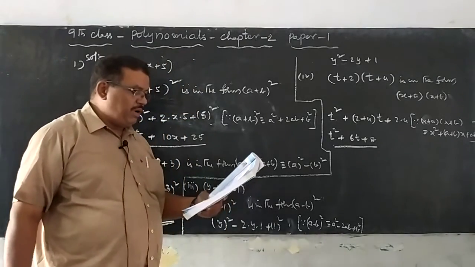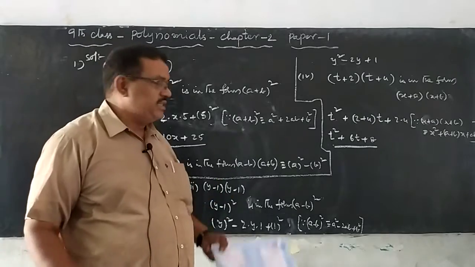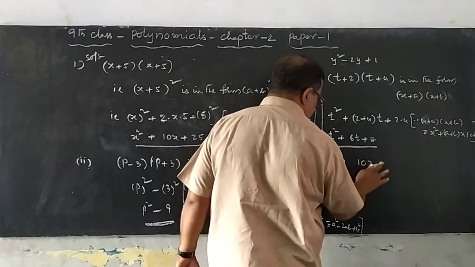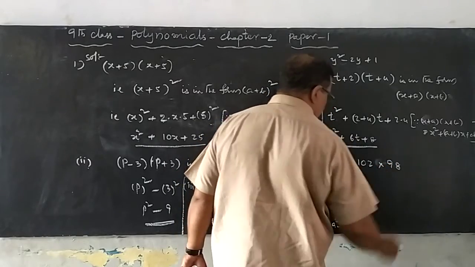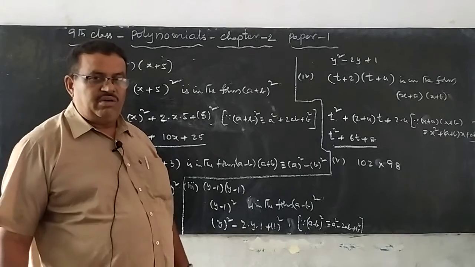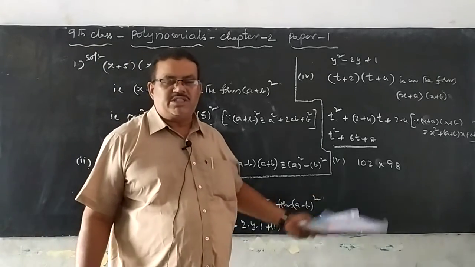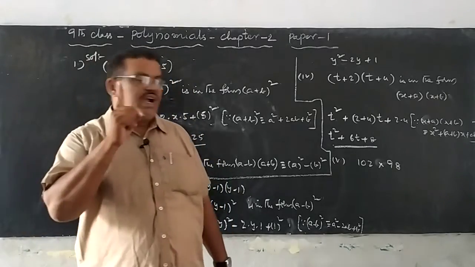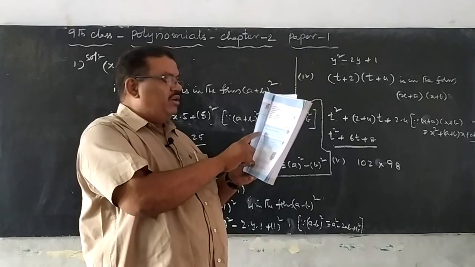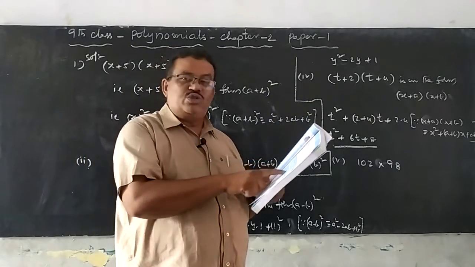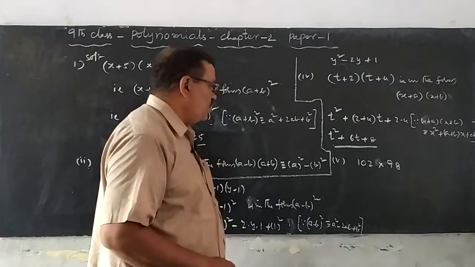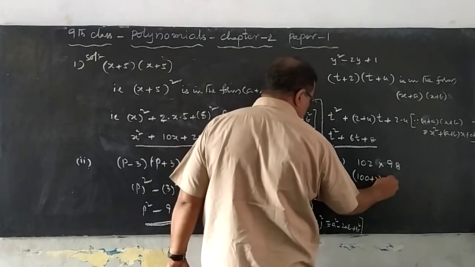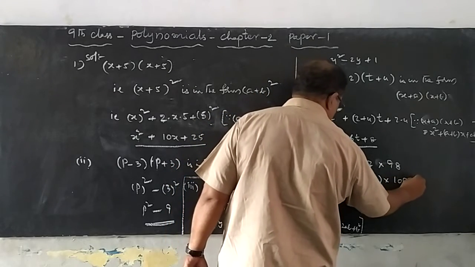Now go through the fifth problem here, 102 into 98. The fifth problem given here is a numerical problem, 102 into 98. How do we have to do it? Ordinary multiplication is easy, but using the identity is what is important here. Find the following product using the appropriate identity. So we have to expand this one as 100 plus 2 into 100 minus 2.